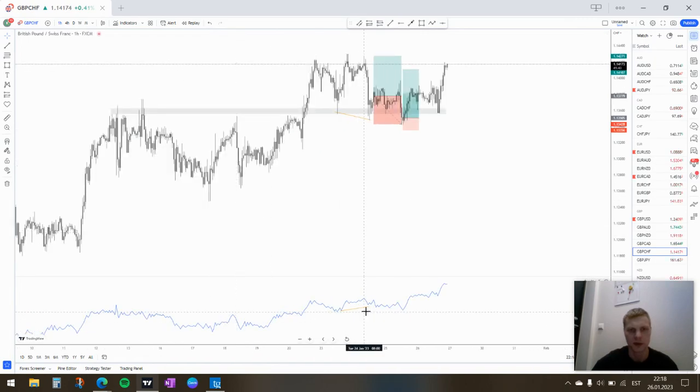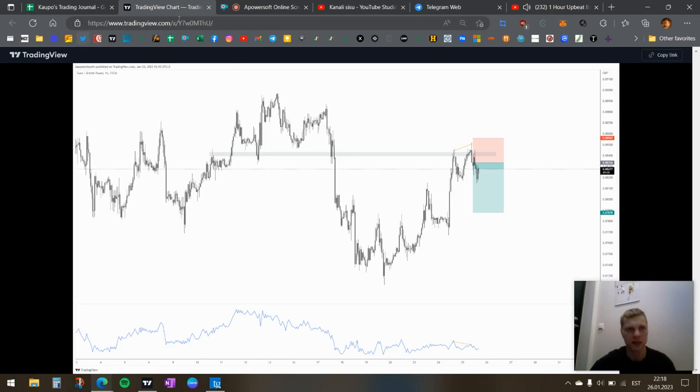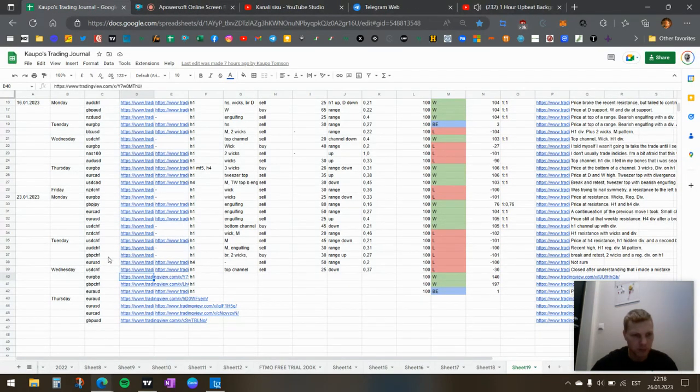So this was the divergence, and it's a break and retest with 2 wicks and a divergence at that zone of support. So this was the second trade that got me out of my drawdown. Closed them both before midnight.